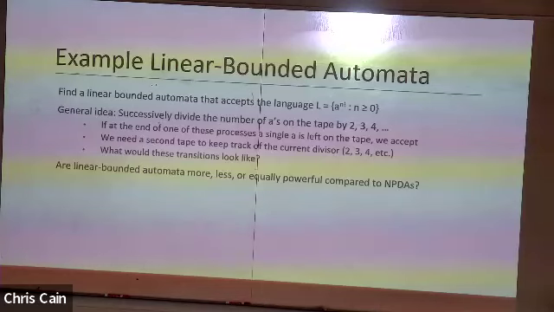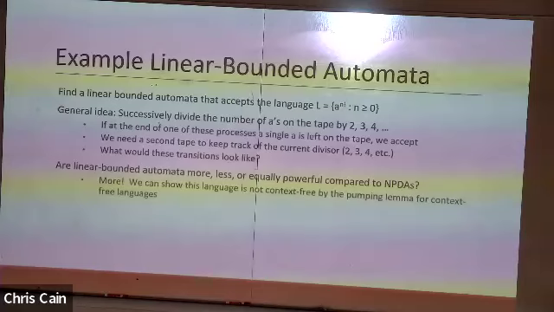Who thinks it's more powerful than NPDAs? You do not have to be right. It's okay. More powerful than NPDAs? Less powerful than NPDAs? Equally powerful to NPDAs? The answer is more powerful.